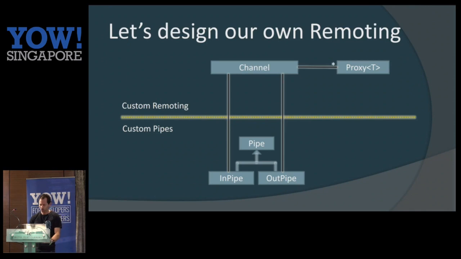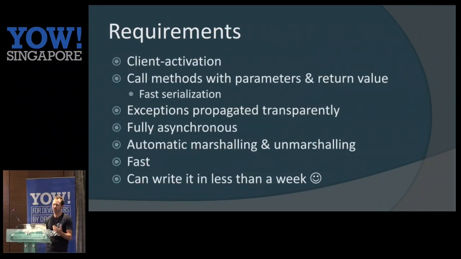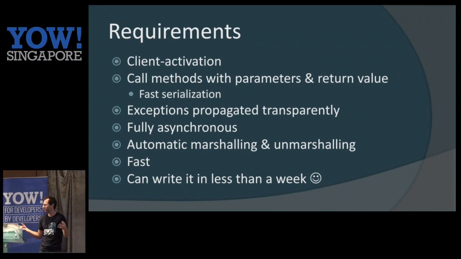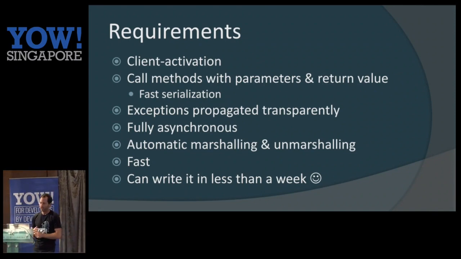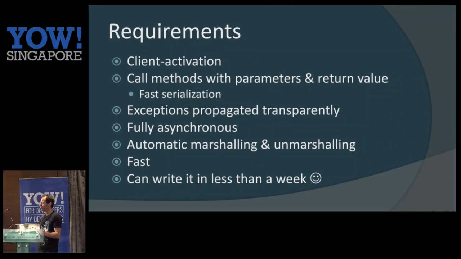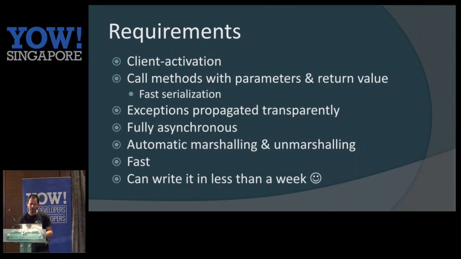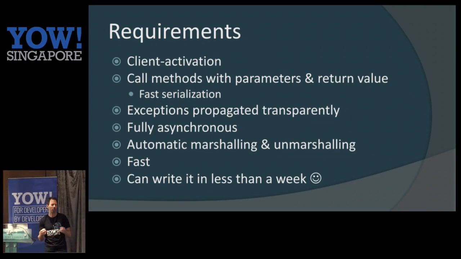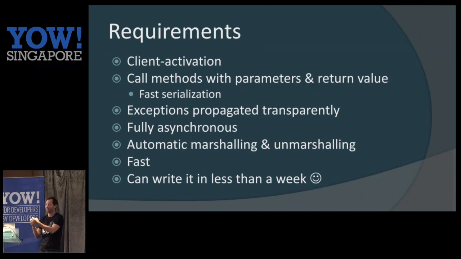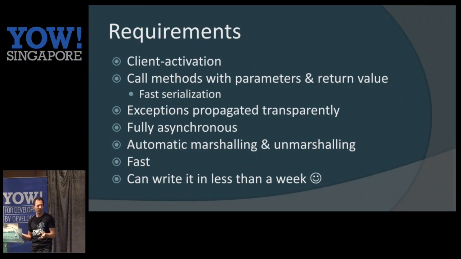These are the kind of features we need. Client activation means that we instantiate objects on another process. We want to pass in parameters and get a return value back. So we need some way of serializing those values and getting them back. Propagating exceptions is quite easy; an exception is just a return value really that you throw. It needs to be asynchronous. Marshalling and unmarshalling means that the proxies themselves can be serialized across the wire. That's really useful. I won't go into that in this session, but it's all in the code.